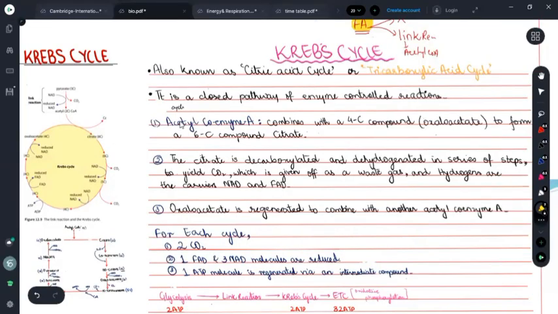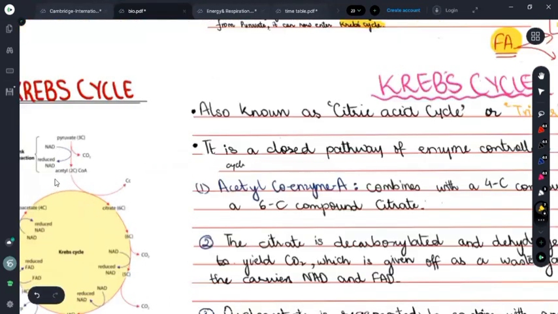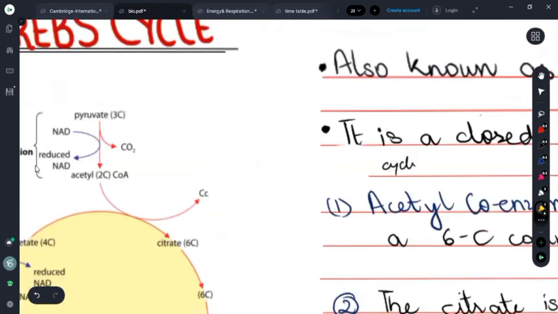Okay, so today we are going to learn about the Krebs cycle, which is the third stage of aerobic respiration. It uses the product which has been formed in the link reaction, that is acetyl coenzyme A. This compound undergoes a series of reactions that is known as the Krebs cycle.